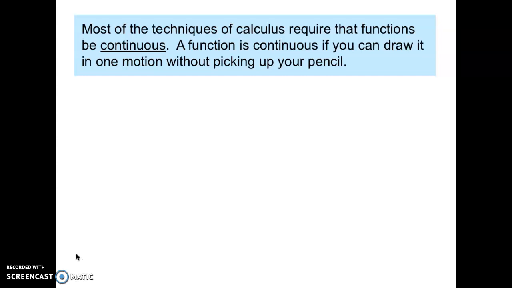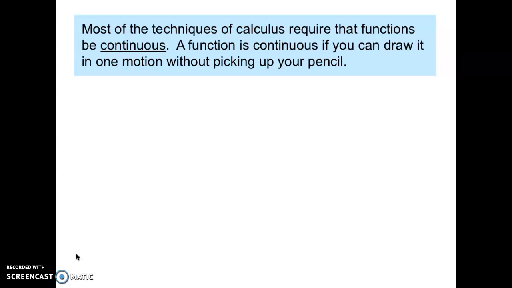So let's talk about a definition of what it means for a function to be continuous. Most techniques of calculus require that functions be continuous, and a function is continuous if you can draw it in one motion without picking up your pencil from the paper. Now that is an intuitive definition, it's not a mathematical definition.